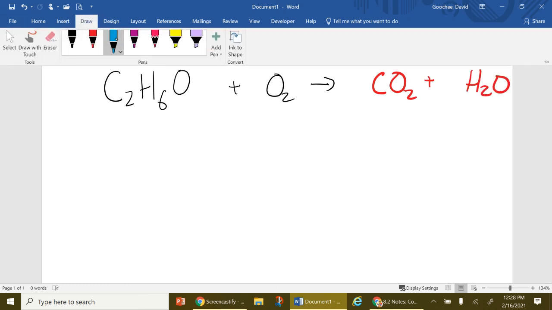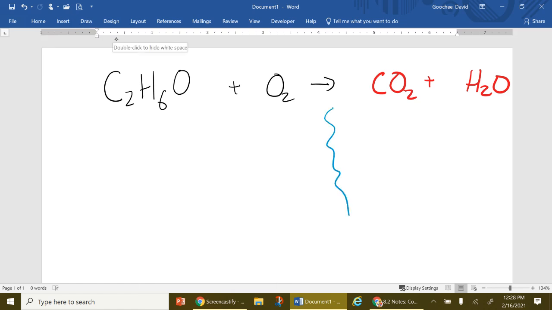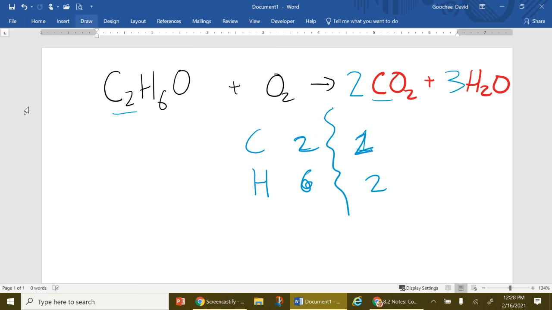Now we've got to do the balancing, though, okay? So carbons first. We've got 2 over here. We've got 1 over here. 2 carbons, 1 carbon. I'm going to put a 2 in front. Carbons are now balanced. Okay. Next up, hydrogen. We've got 6 hydrogens here, and over here, we've got 2. So I'm going to put a 3 in front.